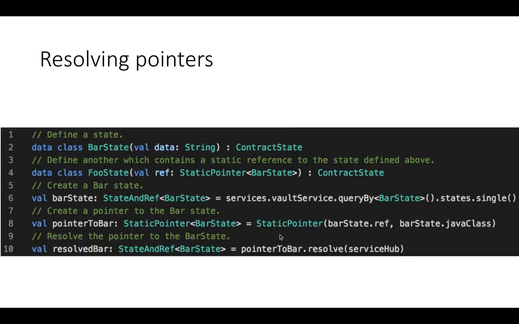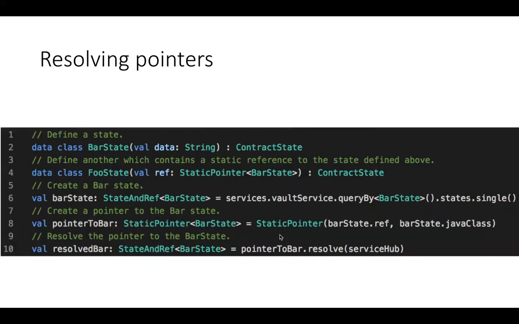But there might be some very infrequent edge cases where that doesn't happen, and you would then potentially receive an exception when you try to resolve a pointer. Now, in the case where that happens, then what you need to do is ask the node which created or updated that state which is pointed to send it to you, such that you can store it in the vault, and then you will be able to resolve it. But I think it's highly unlikely this would happen.